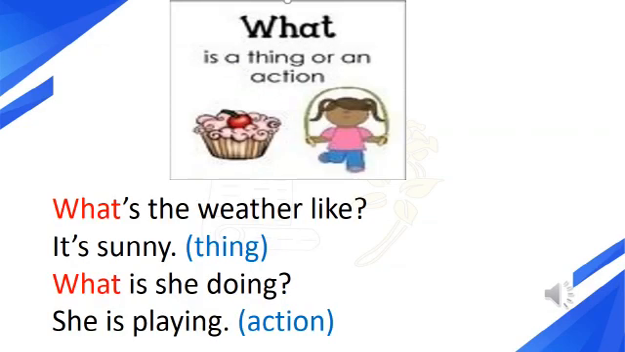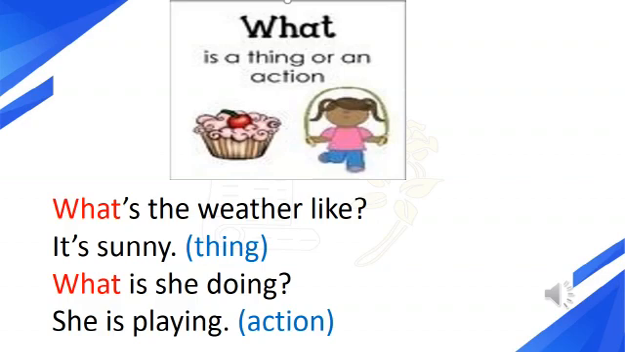Let's talk about the second member of this family. In a family, we have mom, dad, sisters, brothers, aunts, and uncles. So here, the second one, we have the member what. The question what. We use the question what to ask about a thing or an action. Let's talk about what when we ask about a thing.